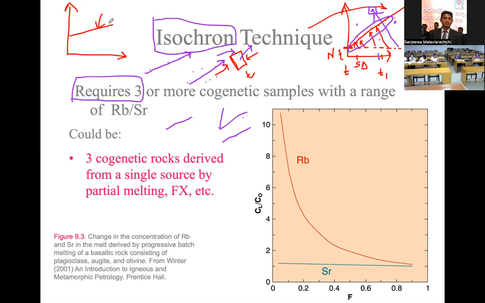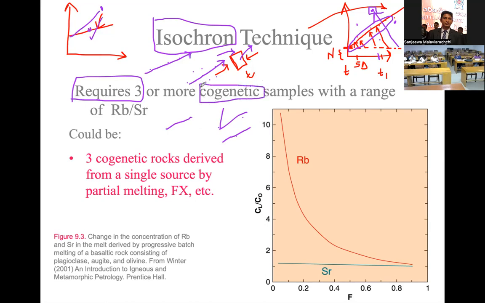Otherwise you don't know whether this isochrone is heading like this, or even it can go like that if the third sample gave a ratio like this. So that will be a problem. But if the third point also gives you a value very close to this line, then no problem, this line is correct. The other thing is, it's very important that you get a co-genetic sample.